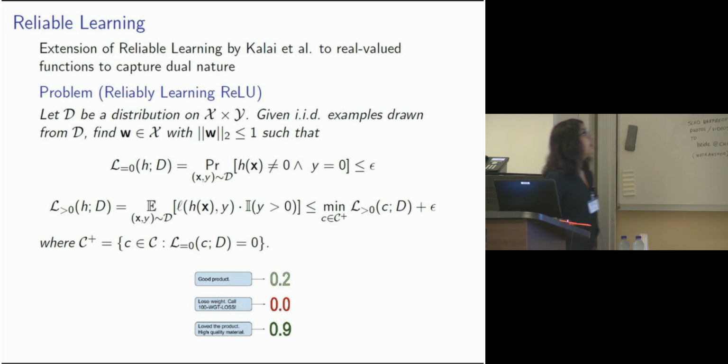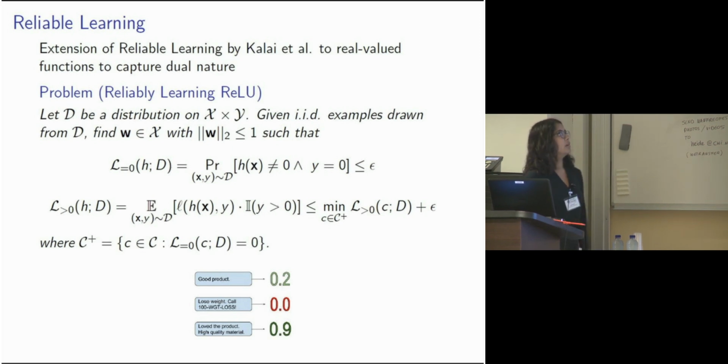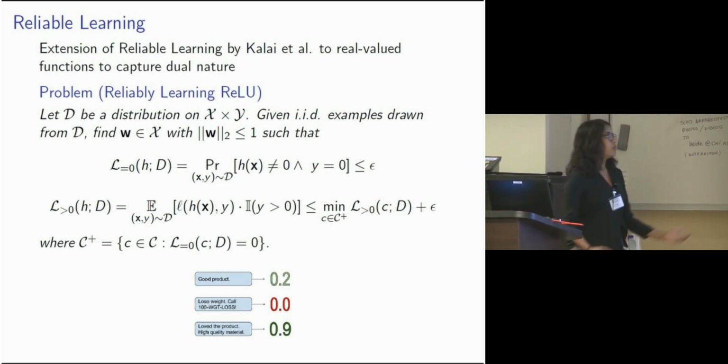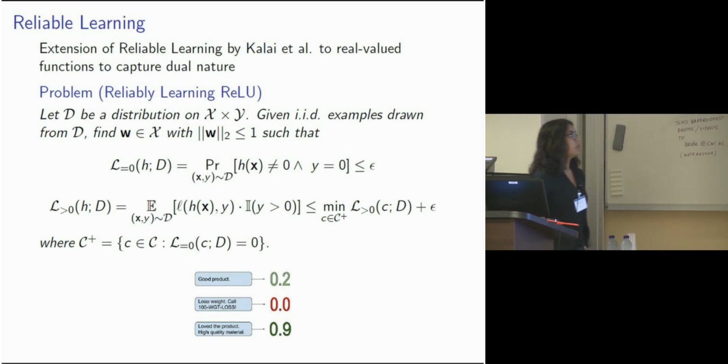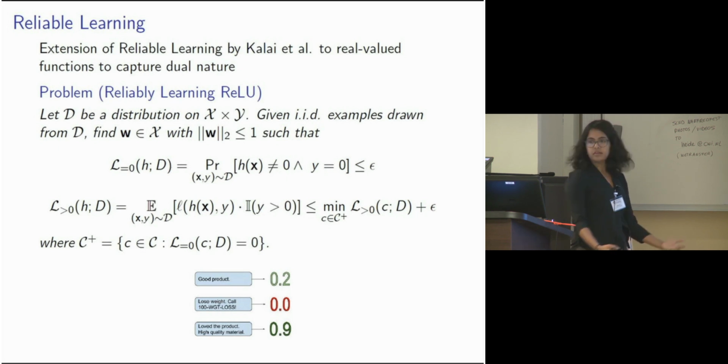So we define a model called reliable learning, which is an extension of the reliable learning model by Kalai et al. for Boolean functions. The motivation is to capture these dual losses. On one hand, we have the loss corresponding to the 0 labeled points, which is basically the false positive error, and there's a loss corresponding to the positively labeled points. What we want to do is minimize the 0 loss and have it as low as possible while still simultaneously being good at the other data, the positive labels.